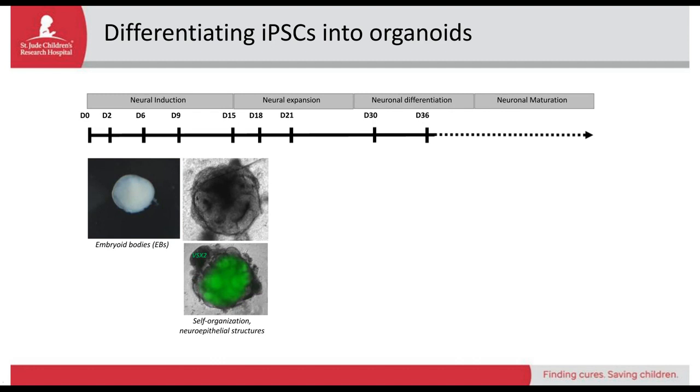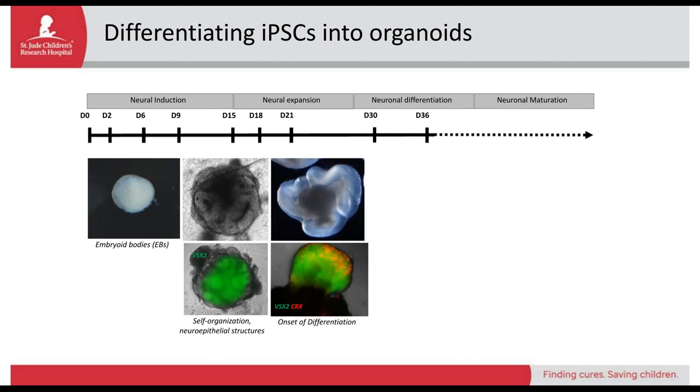The next phase is neural expansion, where these region-specific progenitors start proliferating and expanding. They also get specified into lineage-specific precursors, and some of these precursors also start differentiating. For example, in this double reporter line, you can see that the organoid still is comprised mainly of progenitors in green, but some of these progenitors are starting to differentiate, shown in red here. So the onset of differentiation starts with the neural expansion phase.